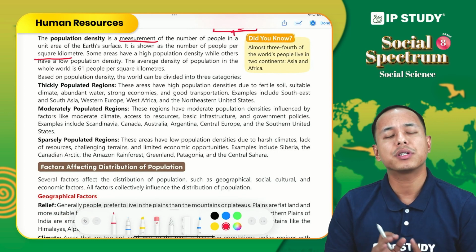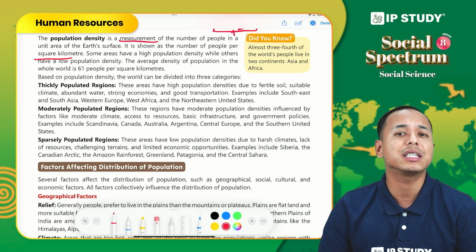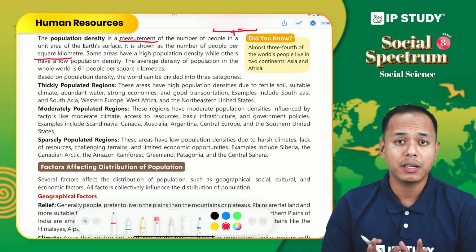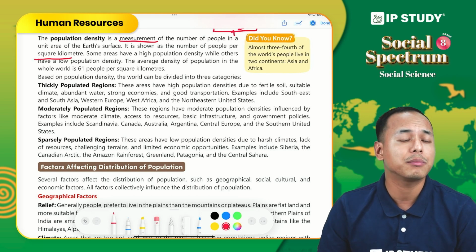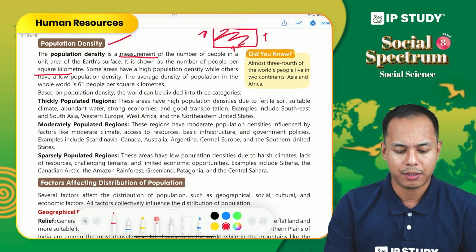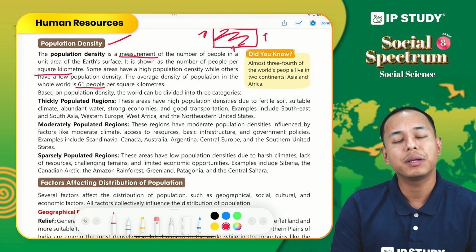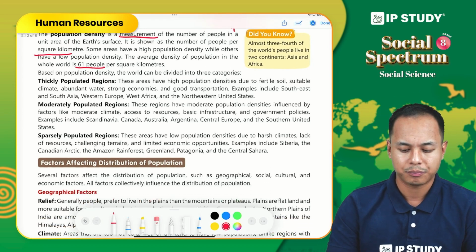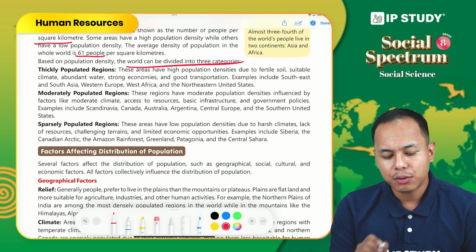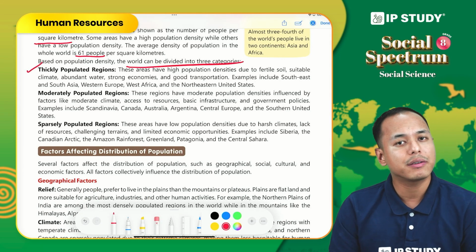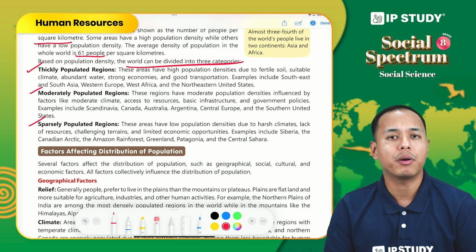Similar to population distribution, the density of population is also not uniform. There are some regions where the population density is very high, meaning a large number of people live in a particular unit of land. In some areas, population density is very low, which means few people live on that land. The average density of population in the world is 61 people per square kilometer. Based on population density, the world can be divided into three categories: firstly, thickly populated regions; secondly, moderately populated regions; and lastly, sparsely populated regions.